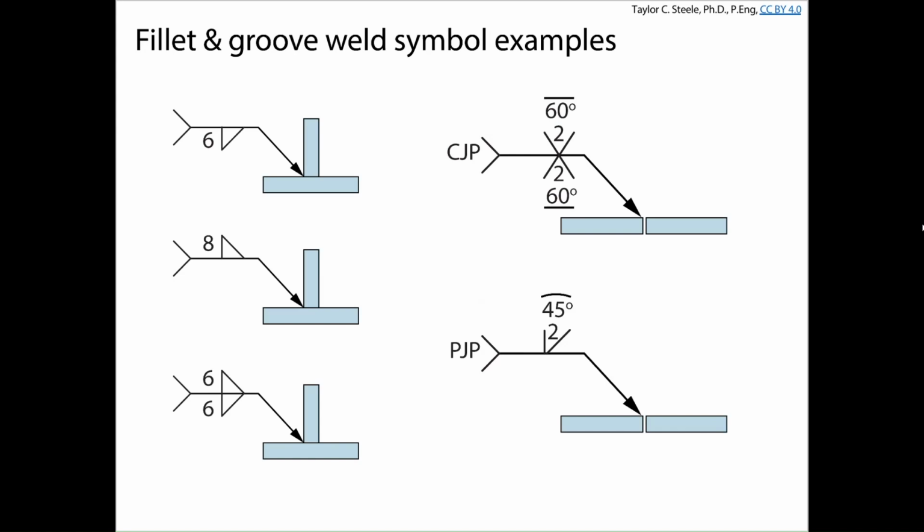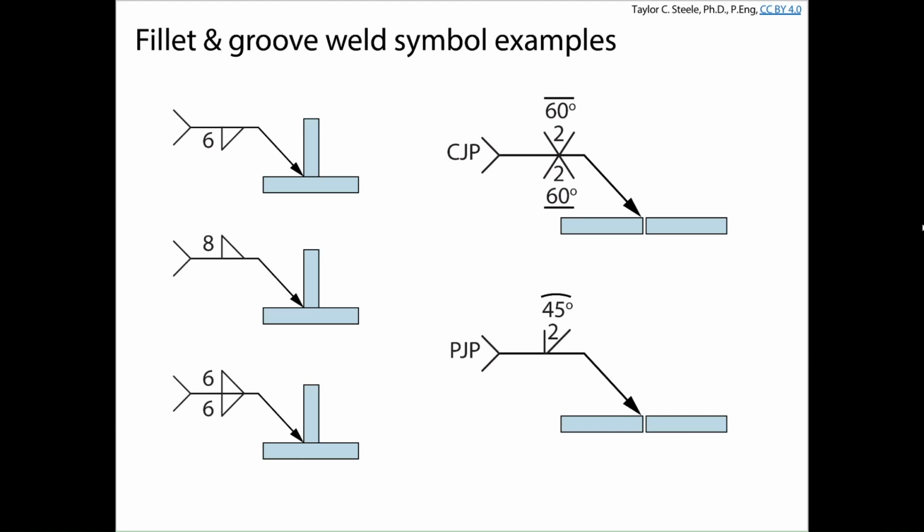So if we saw, for example, some symbols like this, on the left-hand side we've got some T-joints, right? That's basically something like this here, a T-joint. The first symbol, we've got a fillet weld.